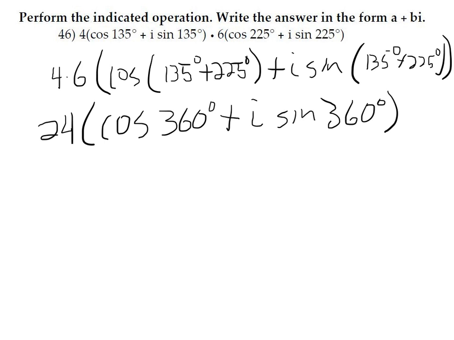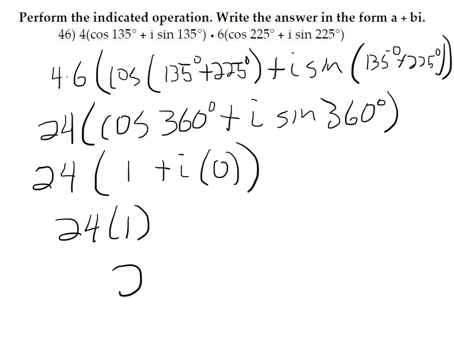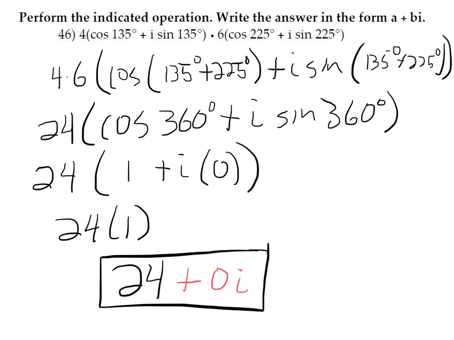Now, this is the answer, but it's not in the correct form. They want us in a plus bi, or standard form. So we have to evaluate the cosine 360 and the sine 360. Cosine of 360 degrees is 1 plus i times, and sine of 360 degrees is 0. So we have 24 times 1, or just 24. And some books will expect you to write the plus 0i for standard form, or just the 24. That'll depend on your teacher and your book. This is how you find the form a plus bi with the multiplication of trigonometric numbers.